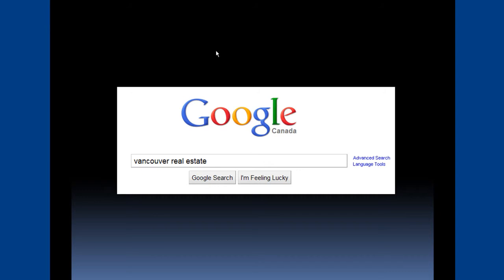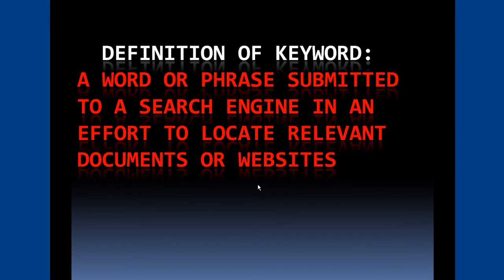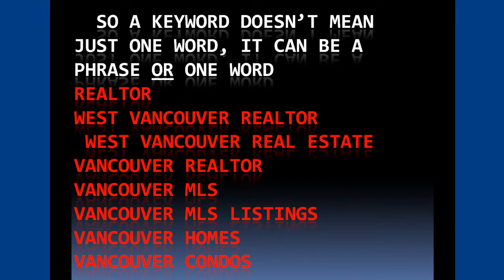So let's go to an example. Let's define a keyword here. The definition of a keyword is a word or phrase submitted to a search engine in an effort to locate relevant documents or websites. An example of a keyword would be realtor, West Vancouver realtor, or West Vancouver real estate. All those are keywords even though they're more than one word. So a phrase is a keyword.